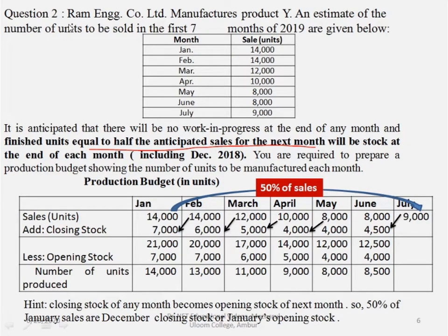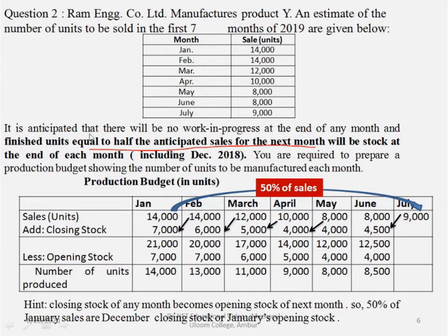Question number 2. Ram Engineering Company Limited manufactures product Y. An estimate of the number of units to be sold in the first 7 months of 2019 is given below. From January to July, the estimated sales units are given.